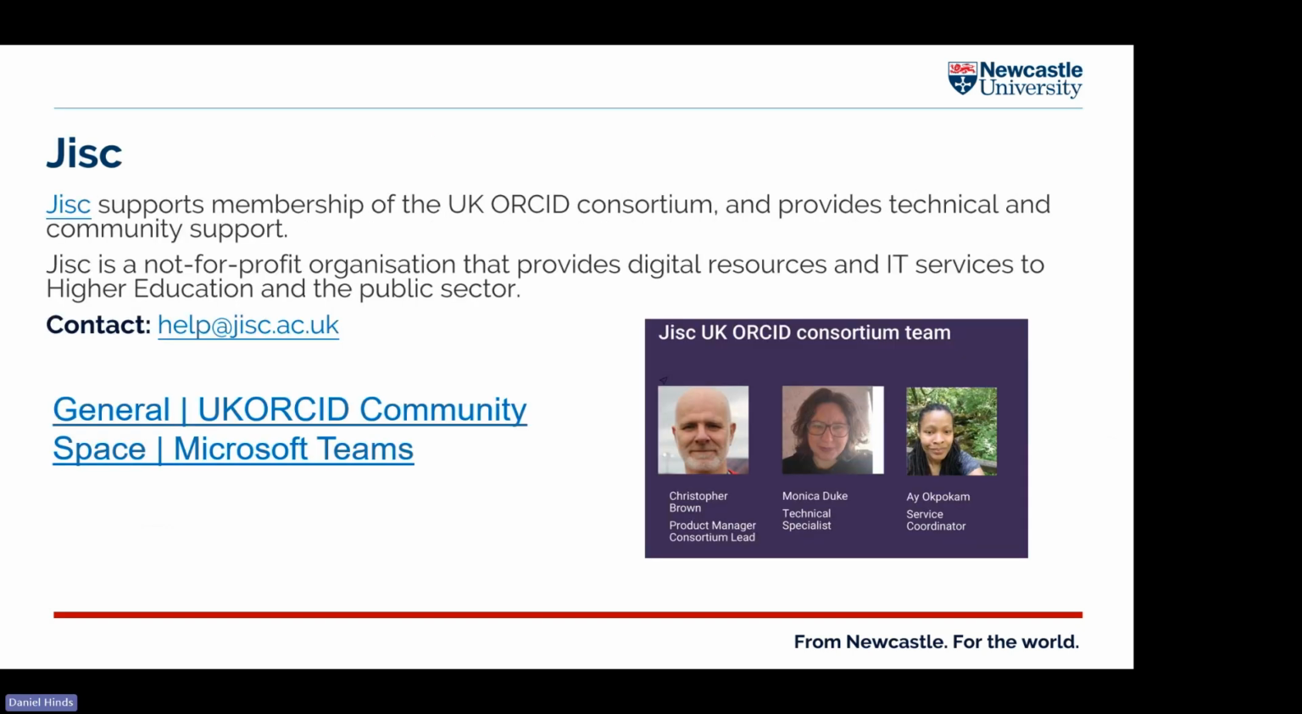An organization who works with ORCID is JISC. They're also a not-for-profit organization, and they provide digital resources and IT services to higher education in the public sector. And they support the UK ORCID Consortium. So, for example, Newcastle University is a member of the ORCID Consortium, Northumbria University is a member. Generally, they provide that institutional level support. An ORCID ID is completely free, but organizations do pay for membership benefits, like the kind of tracking data that I use.